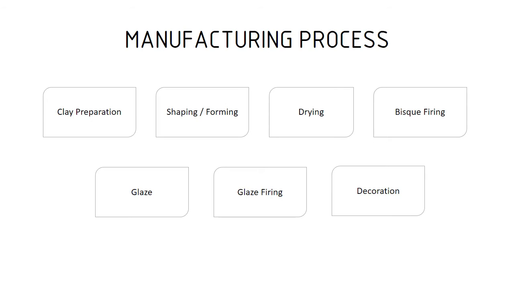Next, we will go into more detail on the manufacturing part. There are a few stages in making a vase. The manufacturing process of making a vase consists of several stages, starting with clay preparation and then shaping or forming the clay, next drying and then piece firing, continuing with glaze and glaze firing, and the final touch will be the decoration stage.